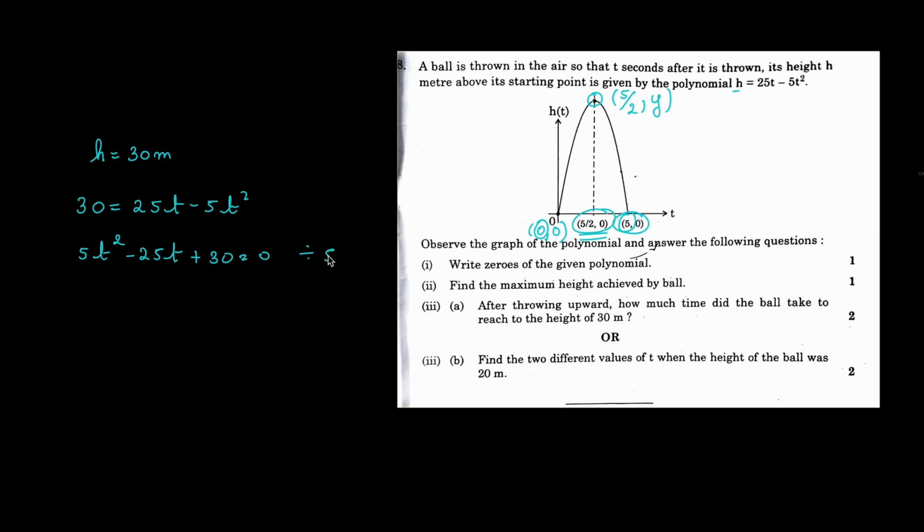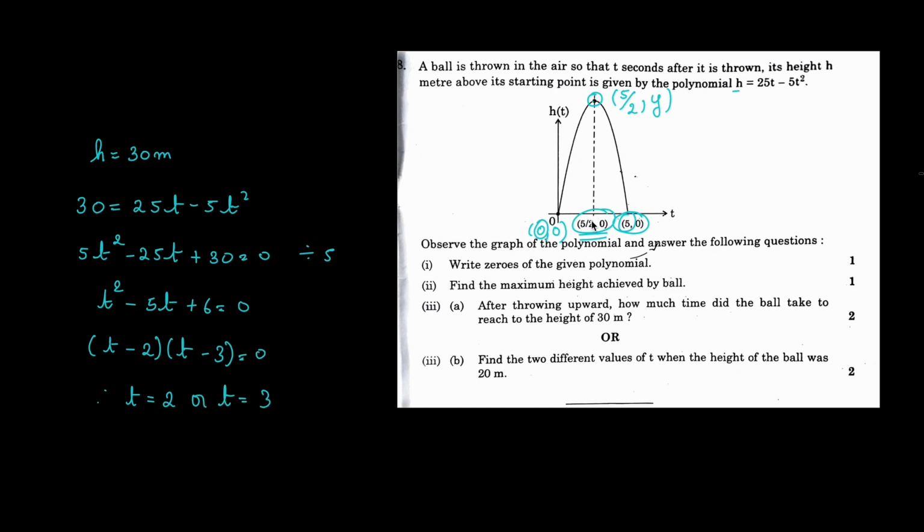Divide the equation by 5. We get t square minus 5t plus 6 equal to 0. And factorizing this, we will end up with the values of t: t is equal to 2 or t is equal to 3.